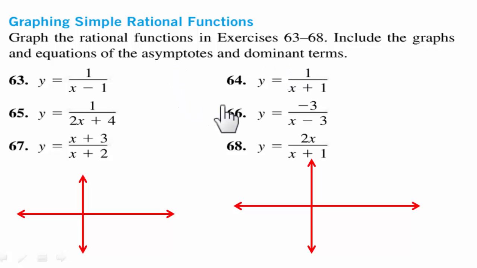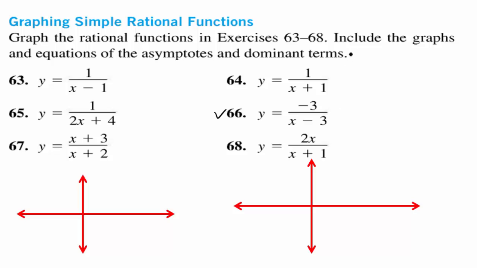But for all these, it looks like we don't have any dominant term on the numerator, because for all of these, either the numerator and the denominator have the same degree, or the denominator dominates the numerator, so the limit of the functions as x approaches infinity would be 0. So let's look at number 66.